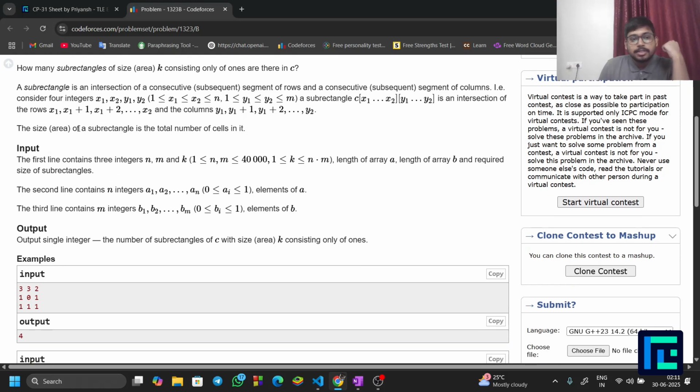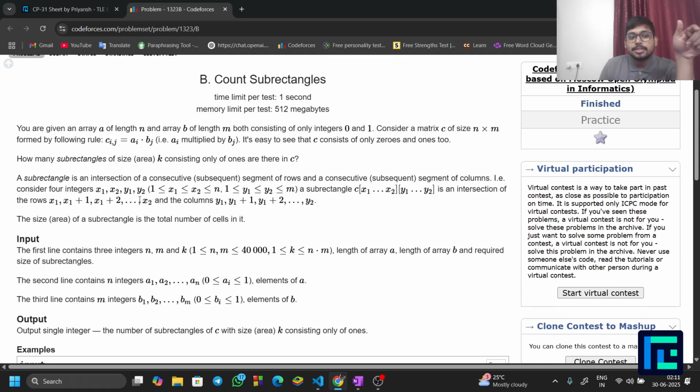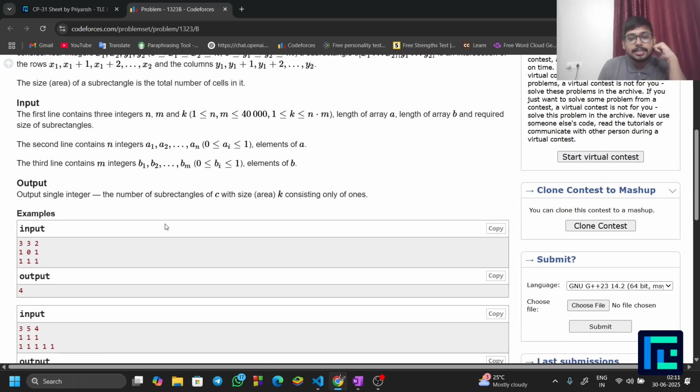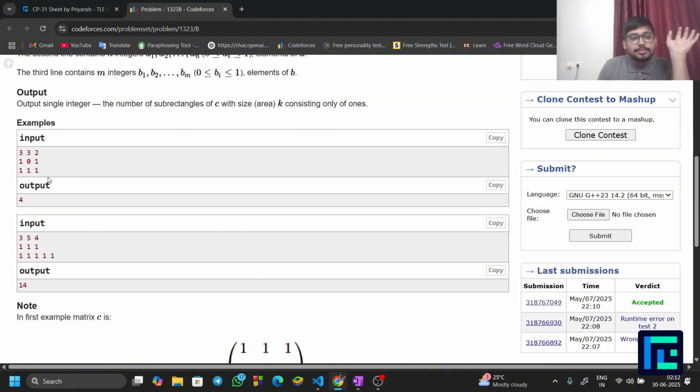The size or the area of a subrectangle is the total number of cells in it, which would be the length multiplied by the breadth. This subrectangle would always have integer lengths and breadths. As you can understand, it would consist of a segment of rows and a consecutive segment of columns. If that is clear, then let's look at the first example.